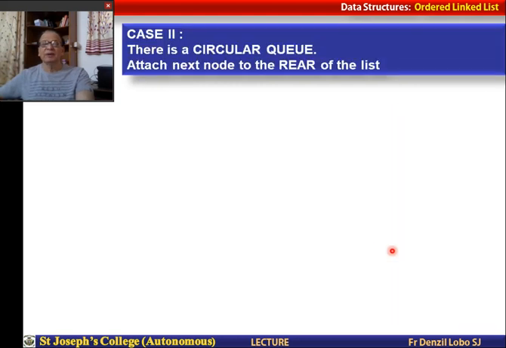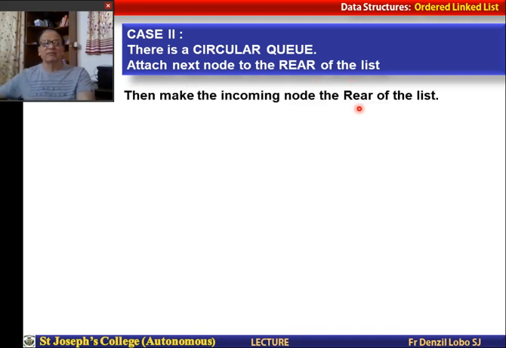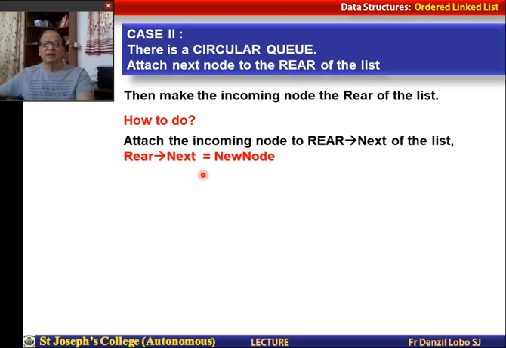Okay. So with that we come to case 2. There is a circular queue. Attach the next node to the rear. Rear is there, and I always attach the new node to the rear. Very simple. Then make the incoming node the rear of the list. To do that, since I have the pointer to the rear, I just say rear next is equal to new node, or assign new node to rear next. That is what we are going to do.